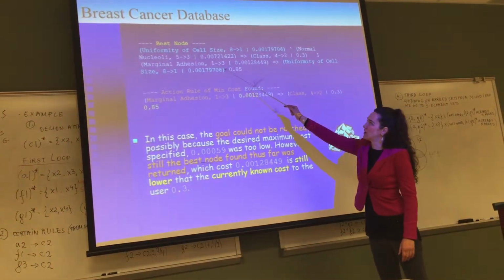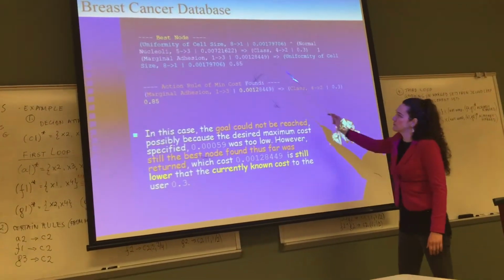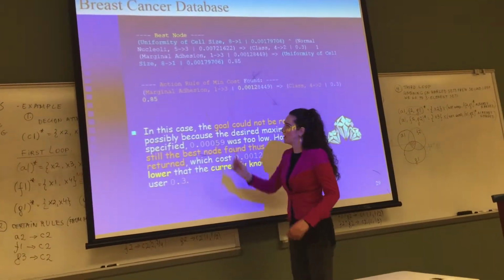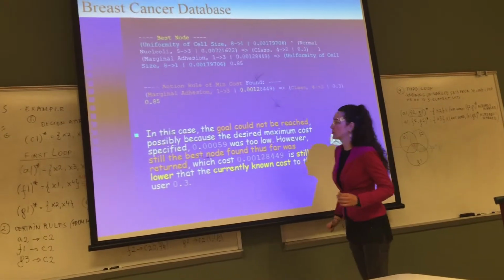Marginal adhesion changed from 1 to 3. The uniformity of cell size will change from 8 to 1, and so on.